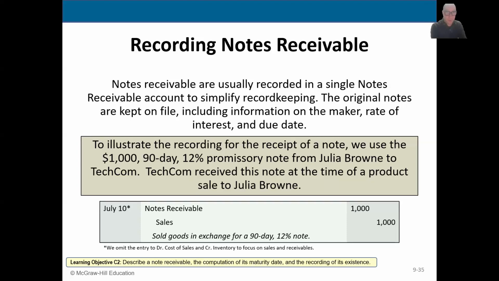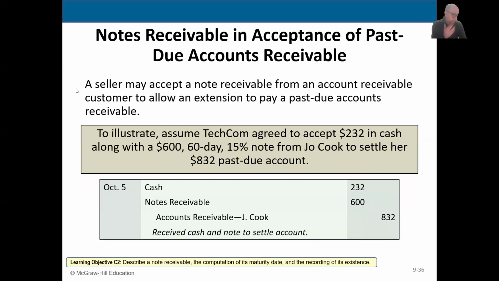And in this example, our customer, it's $1,000, 90 days at 12%. So we sold the goods to her, $1,000 worth for a 90-day loan at 12%. Yeah, so that's the way we record that sale through a note receivable. And of course, we'll record interest as we receive. Here we have an example. This is another example.